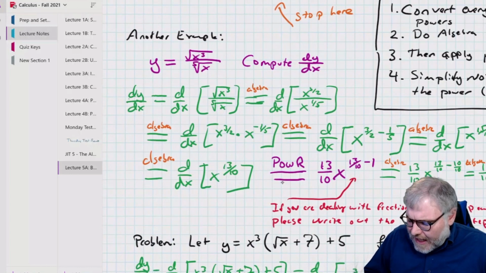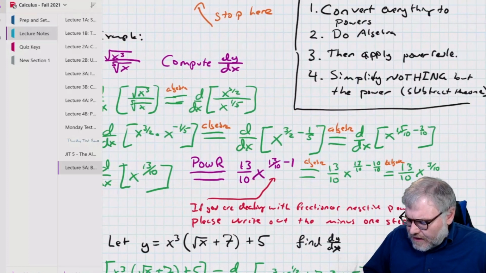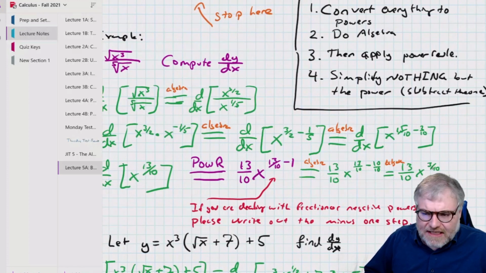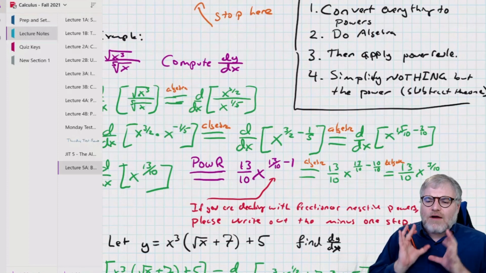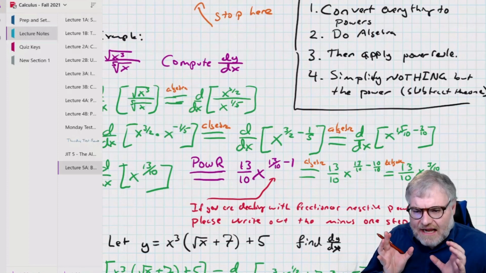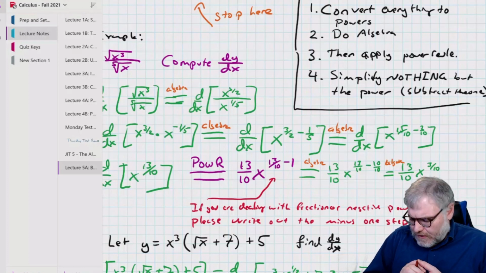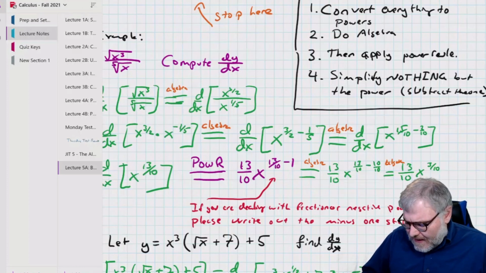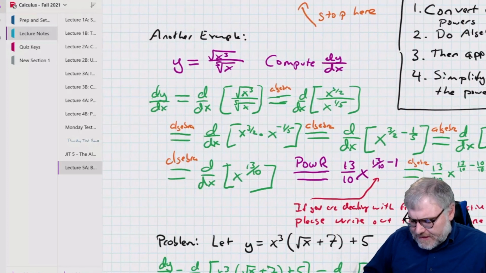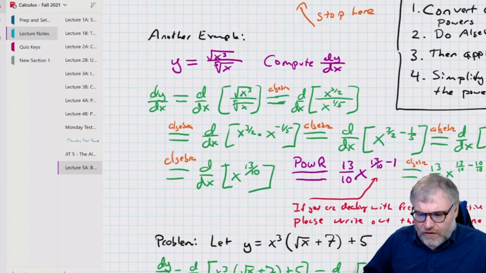Now I apply a little calculus. And I do 13/10 x to the 13/10 minus 1. And then I do a little bit more algebra to get 13/10 x to the 3/10. So notice how much of that problem was calculus and how much of it was algebra. And again, if you're dealing with a fraction or negative power, please write out the minus 1 step. It will save you a world of hurt.